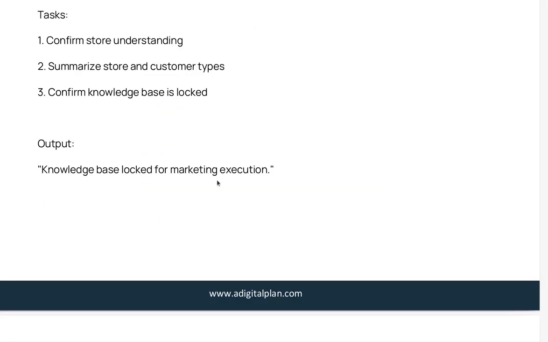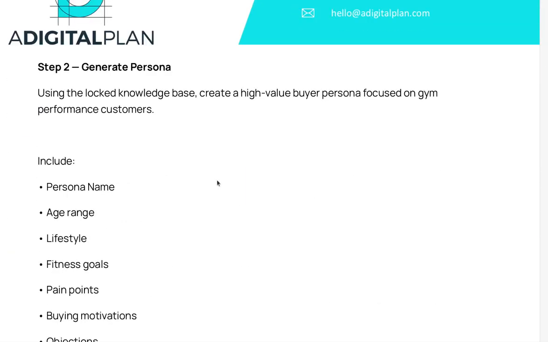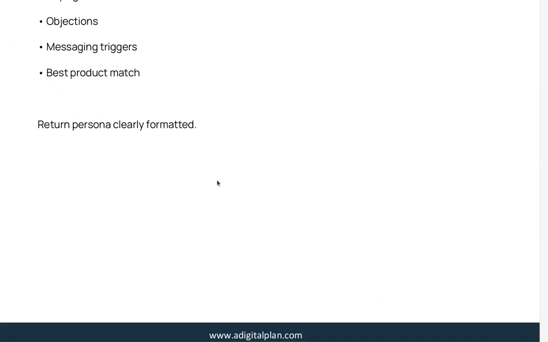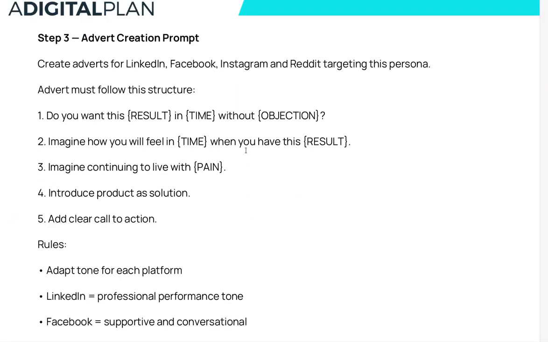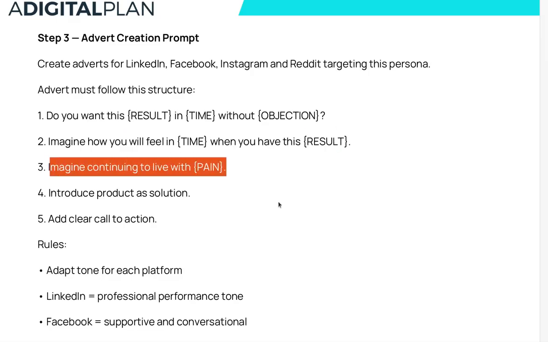And what I've done in here is it will generate the persona and it will return the persona. It's then going to create the advert. Now, I want you to look at the advert because of what I've done in this prompt: do you want this result in this time without objection? Imagine how you'll feel in time when you have this result. Imagine continuing living with the pain. This is a structure, a template that I've created over the years, which I find to be the most effective that I know for sales, for grabbing people's attention in the feed.